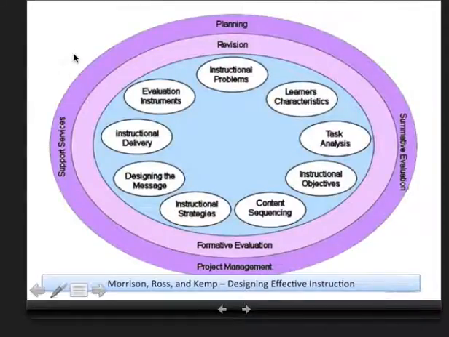Let's take a minute to situate ourselves on the Morrison, Ross, and Kemp circles here. It's early in our design process, so we're at where 12 o'clock would be if this were a clock, about here, instructional problems. As a reminder, we move clockwise through the model.